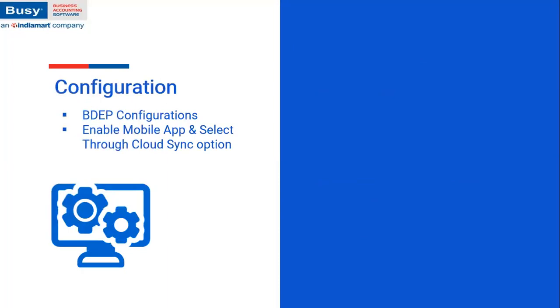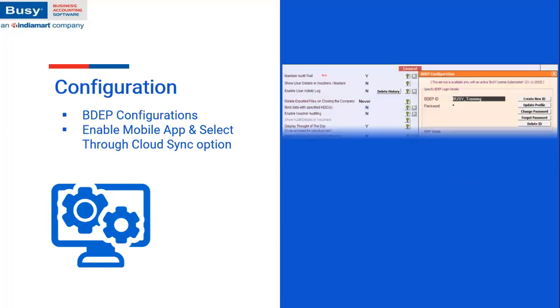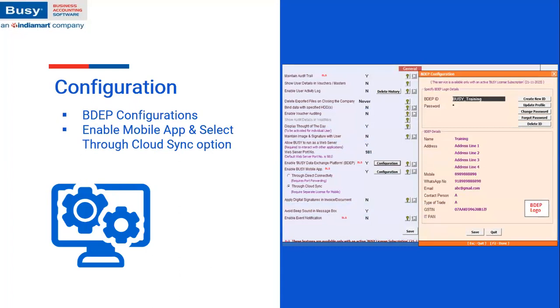Next, we will see how to configure BDEP, how to enable the mobile application, and select the cloud sync option. This is a small screenshot of the BDEP configuration. This BDEP configuration is available under the General tab, in Administration Configuration. There we have the BDEP option. Enable that, then click on the Configuration button. This type of screen will appear.